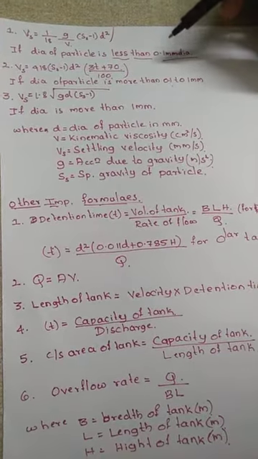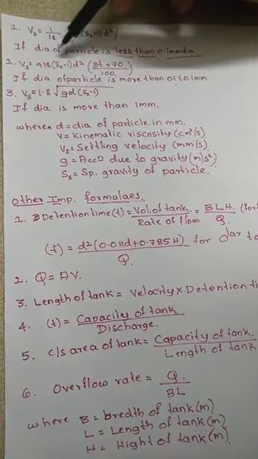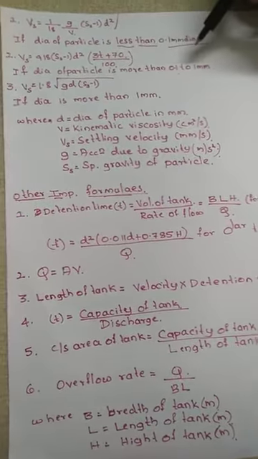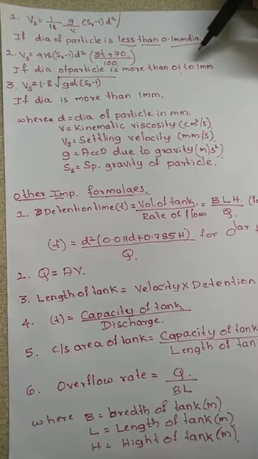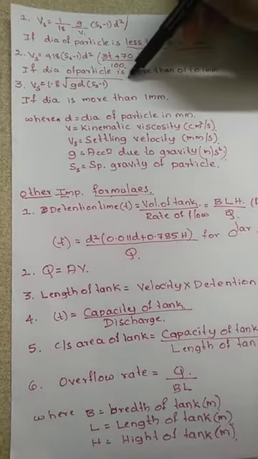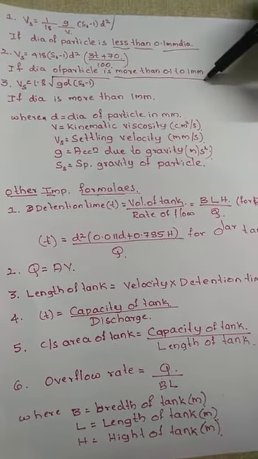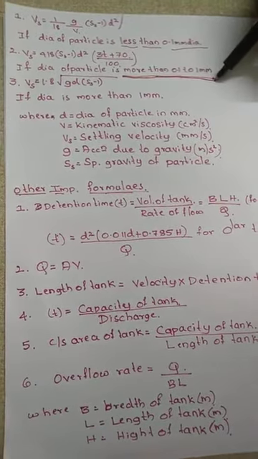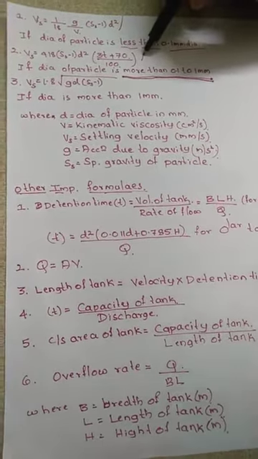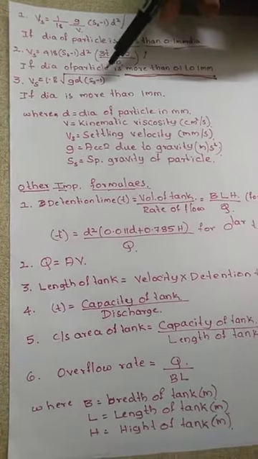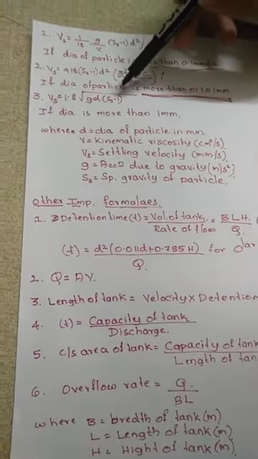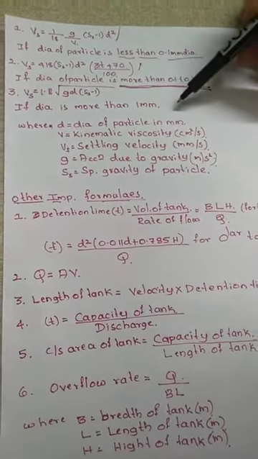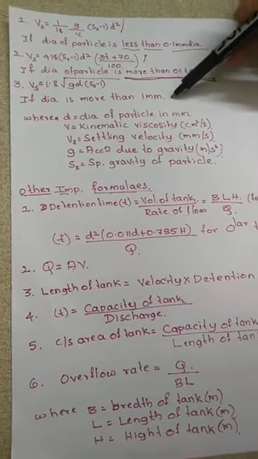Now the second equation is Vs equals 418 into (Ss minus 1) into D square into (3T plus 70) divided by 100. This equation we use when the particle diameter is 0.1 to 1 mm. Now the third formula is Vs equals 1.8 into square root of GD into (Ss minus 1). This equation we use when the diameter of the particle is more than 1 mm.